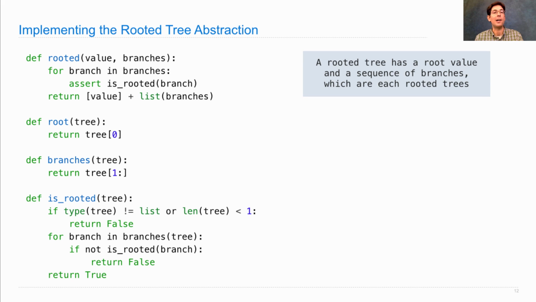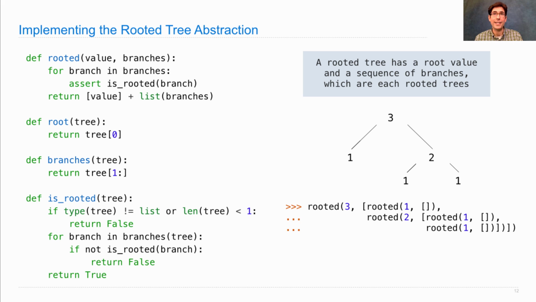And a rooted tree, according to this implementation, is a root value and a sequence of branches. And all of those are rooted trees. So if I have a picture that looks like this, I can translate it into a program that looks like this. It's a rooted tree with 3 as the root value and 2 branches here and here. This left branch has a root value of 1 and no additional branches, which is this line. The right branch here has a root value of 2 and 2 branches, each of which are leaves with a value of 1.